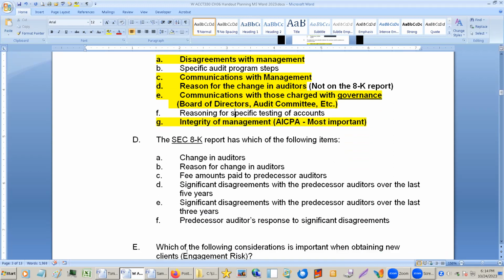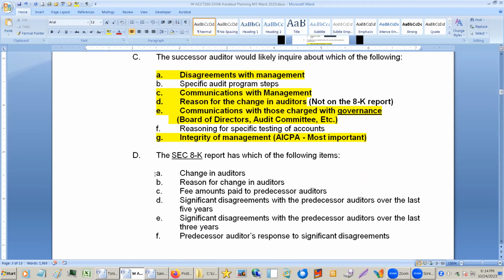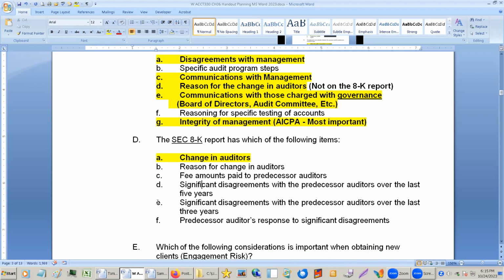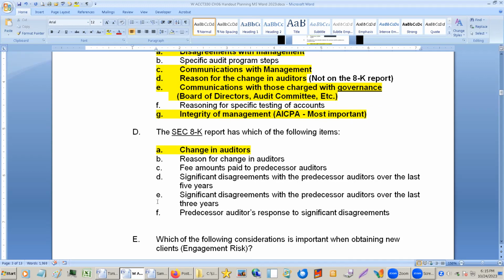The 8K report, I didn't go too much into this, I'll kind of answer most of these. Change in auditors, obviously that is yes. You change an auditor. The reason for the change would not be in there. Fee amounts would not be in there. D and E, significant disagreements over the last 5 years, or E for the last 3 years. Which one is it? I think I told you that. Did I? Maybe I didn't. It's 3 years. So it's disagreements over the last 3 years.